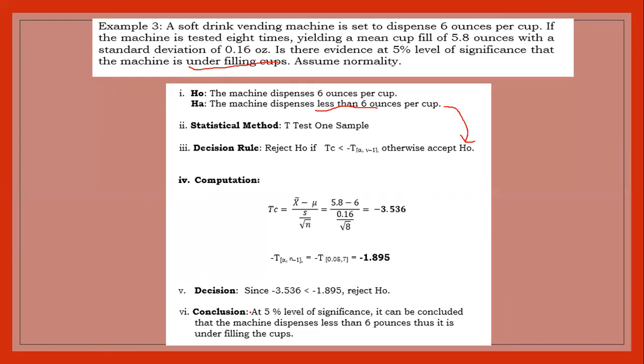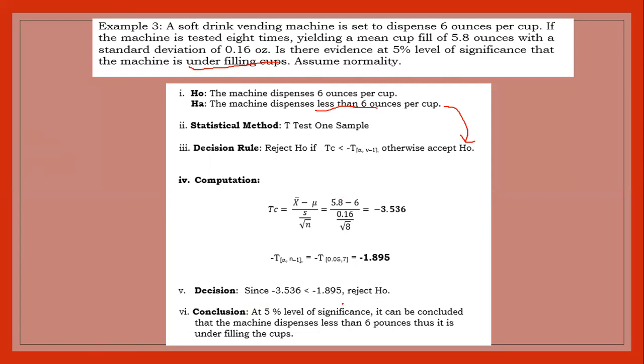Let's go to the decision part. So since negative 3.536 is less than negative 1.895, we reject HO. Di ba? Balik tayo sa decision rule. Sabi, reject HO if T sub C is less than the negative. So, ang value naman ng T sub C, which is negative 3.536, is less than negative 1.895. So, our decision is to reject HO.